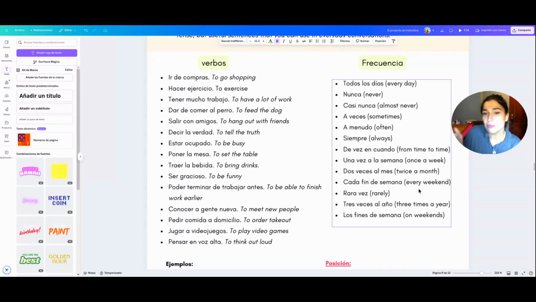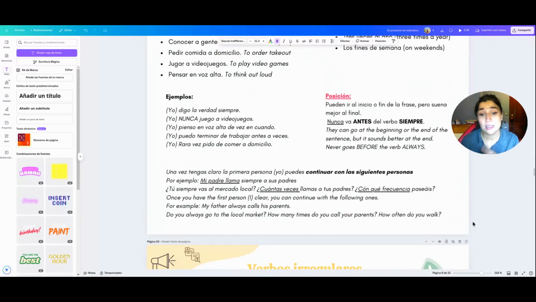Once you complete the routine that you normally do, you can go with, for example, my dad or my mom, and you use the verb with a different person. And as well, how to make the question. Okay, this is very important because many students know how to reply, but sometimes they don't know how to ask questions. So this is very, very important. ¿Con qué frecuencia paseáis? How often do you go for a walk?